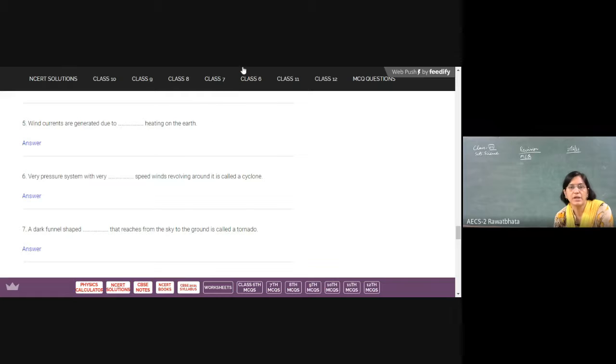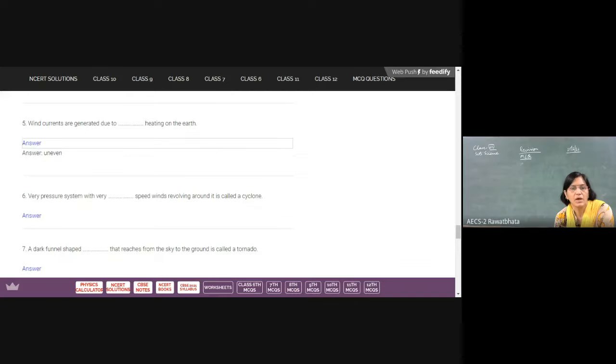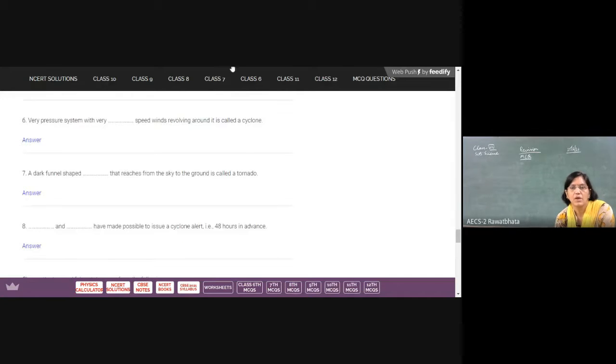Wind currents are generated due to dash. Uneven heating of the earth. Now let's go ahead with the next series of the kids, those who have not answered till now. Yeah, Neerav is also typing and giving. I don't know why he's not speaking today. So, all right, Devansh and Neerav also I can ask now. Let's see.